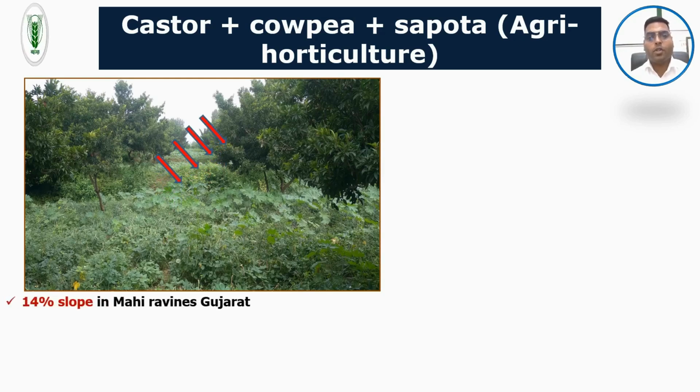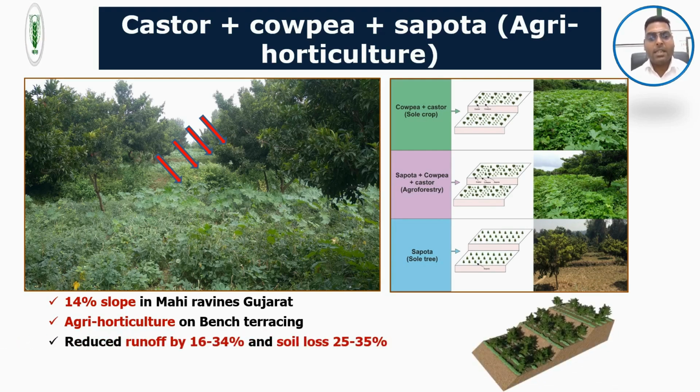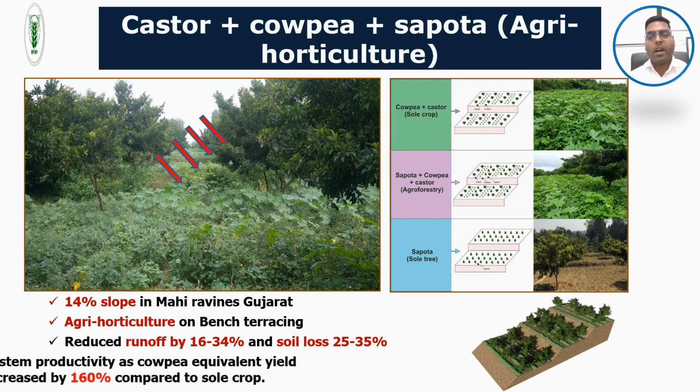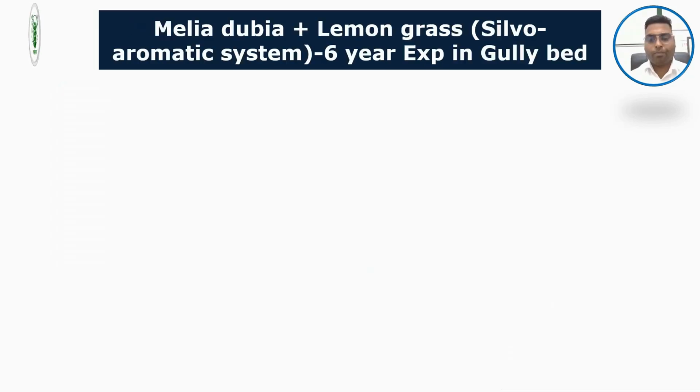ICAR, Indian Institute of Soil and Water Conservation Research Center, Chandigarh, has developed an agri-horticulture system on 14% slope in Mahi ravines of Gujarat. This system involves castor plus cowpea plus sapota along with bench terracing. The result reveals that the runoff reduced by 16 to 34% and soil loss reduced by 25 to 35%. Moreover, the system productivity as cowpea equivalent yield increased by 160% compared to the sole crop.